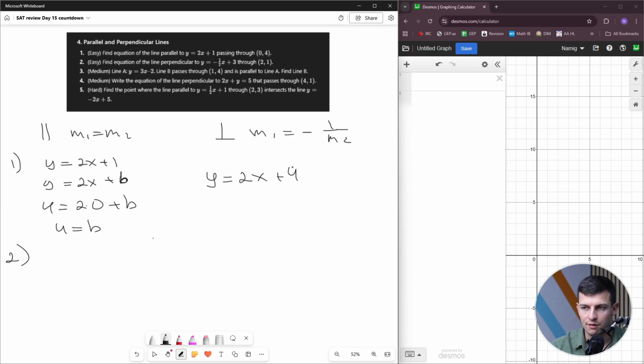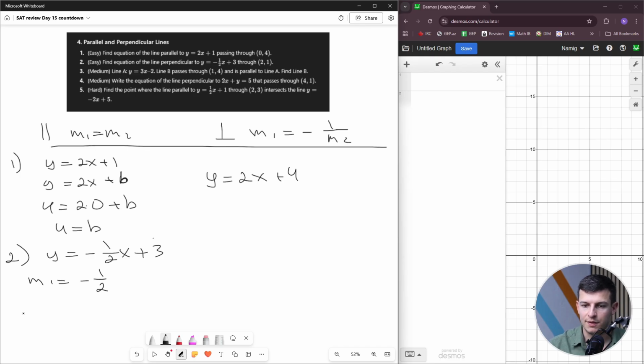Question 2. Find the equation of a line perpendicular to this line and passes through (2, 1). All we have to remember again are these two rules. I'm looking at this equation, y equals negative 1 over 2 x plus 3, and I see the slope, let's call it m1, is equal to negative 1 over 2. If they're perpendicular to each other, the other one is going to be the negative reciprocal, which means it's going to be 2. Hopefully that doesn't scare you.